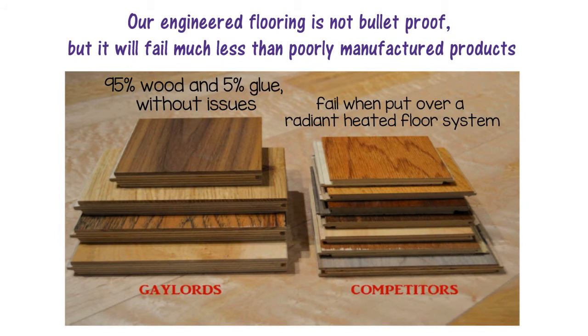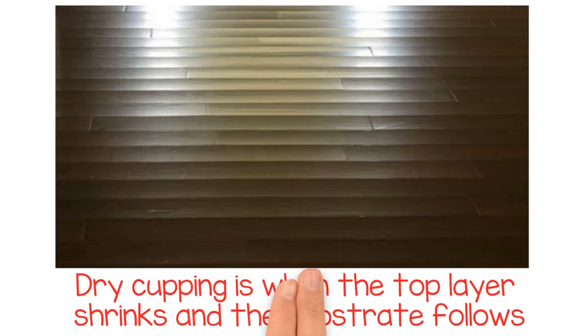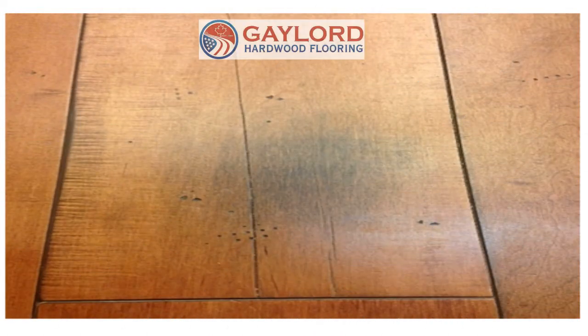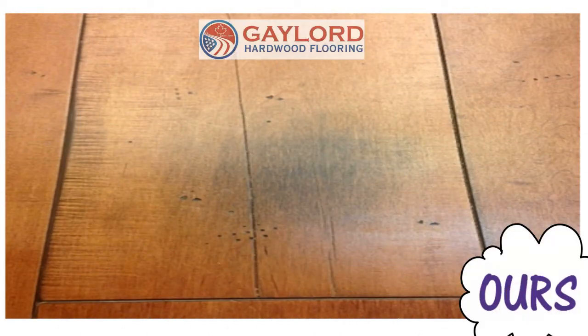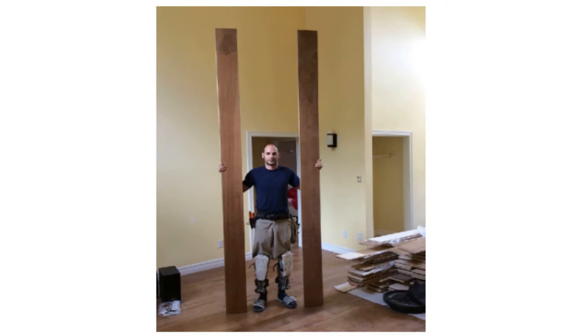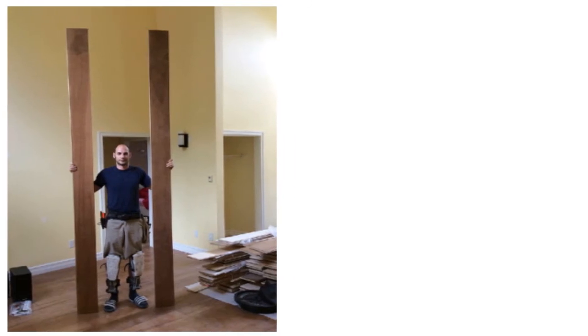Our engineered is designed not to dry cup and delaminate when over-dried. Dry cupping is when the top layer shrinks and the substrate follows. Ours will remain generally flat when over-dried, but cracks in the top layer of wood may appear. Gaylord engineered is the perfect balance, having a thick surface layer but not one that overpowers the plywood below.